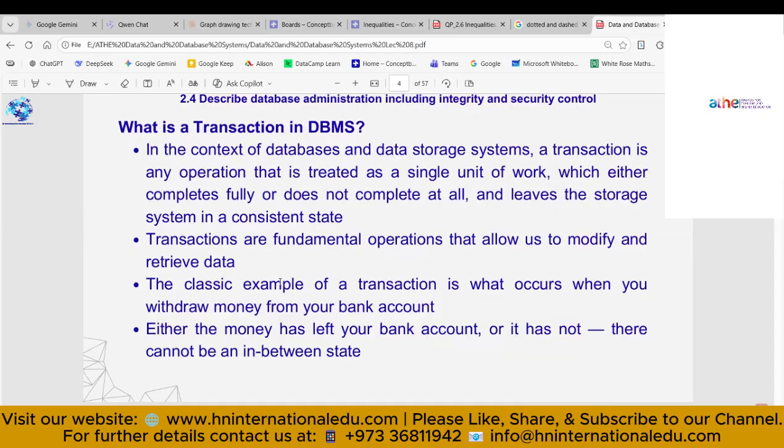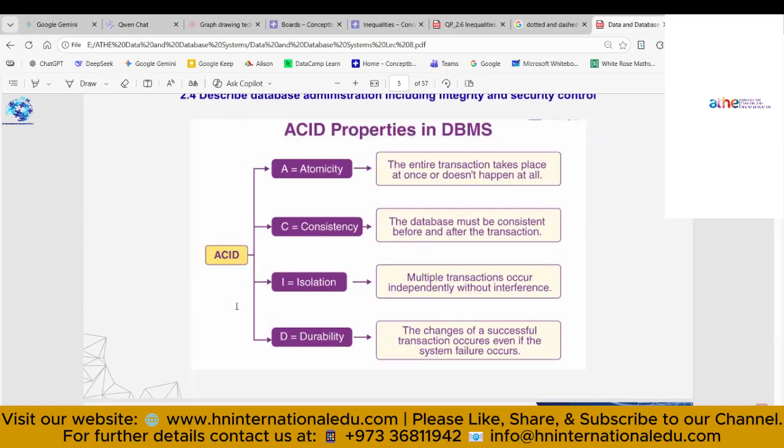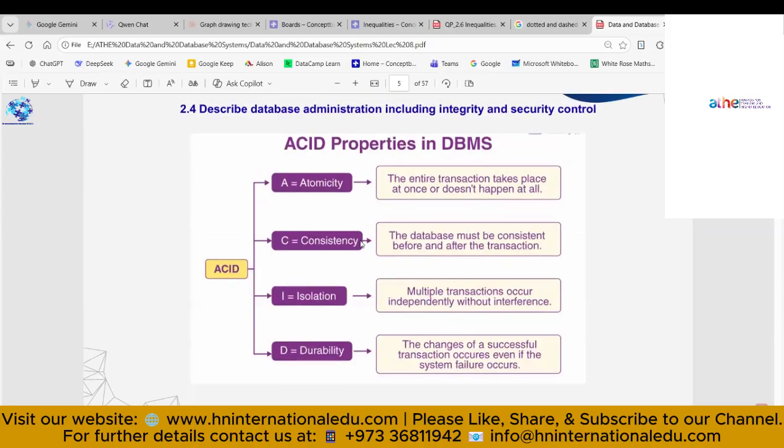The classic example of a transaction is what occurs when you withdraw money from your bank account. You go to an ATM, you insert your ATM card, and then the money comes out. Sometimes your card is stuck and the transaction does not happen, and you have to go to the bank. Either the money has left your bank account, or it has not. There can be only two possible options. There cannot be an in-between state, right? So this is an example of a transaction, and transactions are fundamental operations in DBMS that allow us to modify and retrieve data.